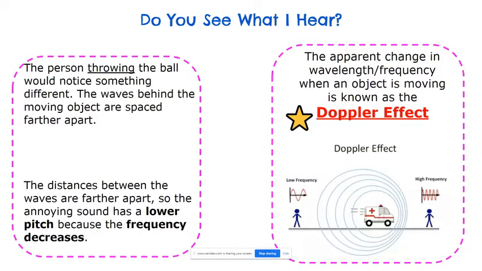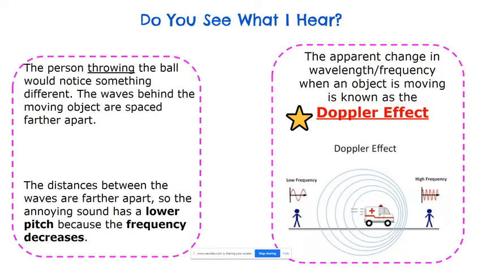The person throwing the ball would notice something different, since the ball is moving away from them. The waves behind that object are going to be spread further apart. So the distances between the waves are further apart, so the annoying sound has a lower pitch because of the frequency decreasing. So this apparent change in the wavelength or frequency when an object is moving is known as the Doppler effect.